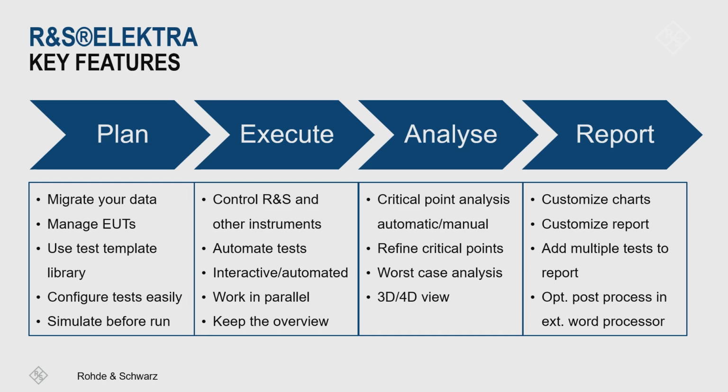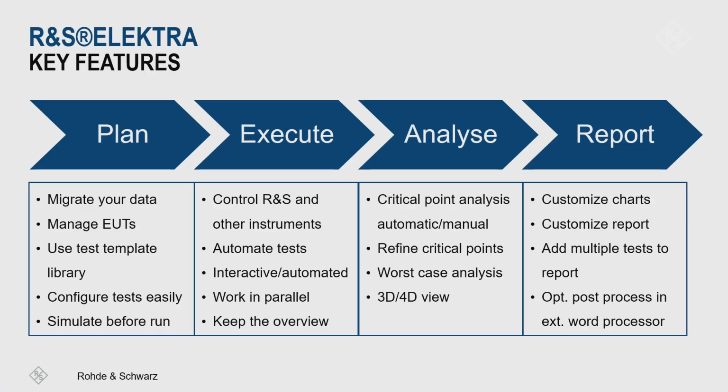Then you move on to the execution phase. You run the test, and that's where Electra controls all the instruments that are involved in the EMI and EMS system, like amplifiers, receivers, generators, power meters, and so on. We run these tests automatically. But you can also do an interactive test where you do manual adjustments and record points to debug things on your device under test. It's very important to keep an overview of where you are in your test, what is happening now, because tests can take quite a long time.